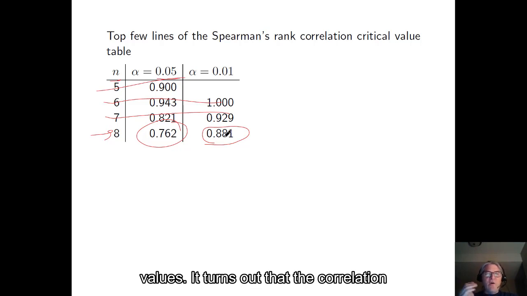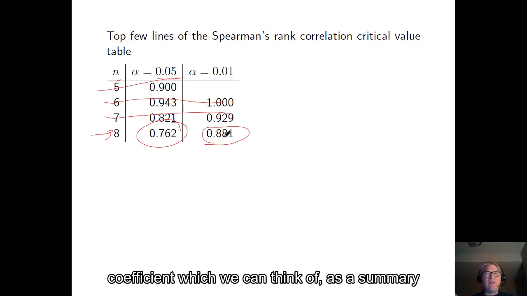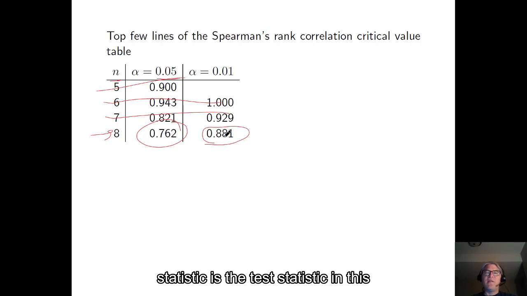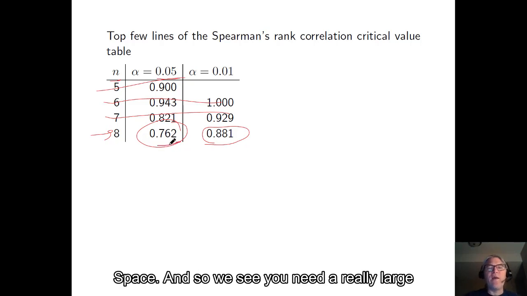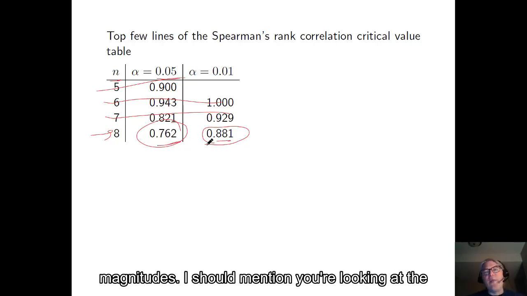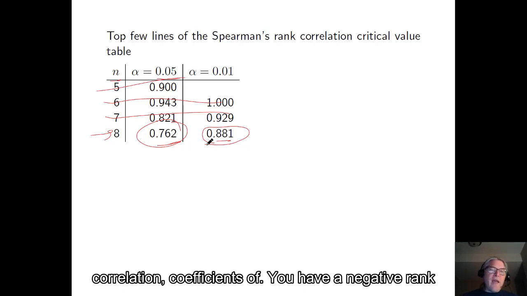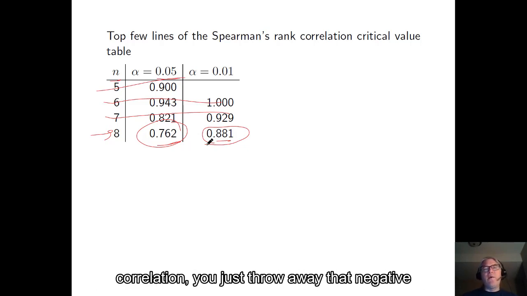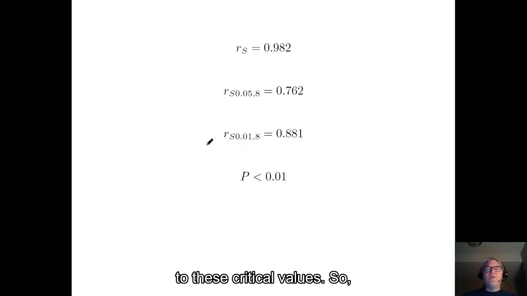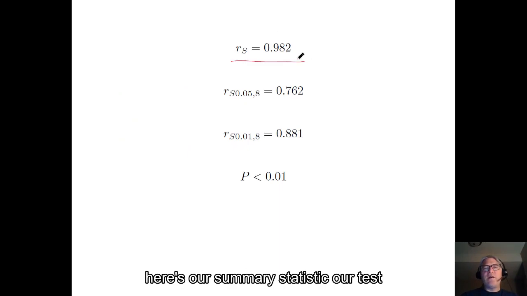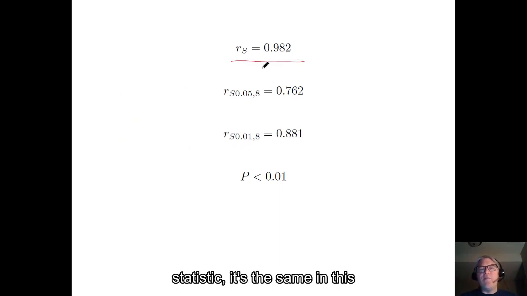It turns out that the correlation coefficient, which we can think of as a summary statistic, is the test statistic in this case. And so you see you need really large magnitudes. I should mention you're looking at the absolute value of the correlation coefficient. So if you have a negative rank correlation, you just throw away that negative sign and see how it compares to these critical values. So here's our summary statistic, our test statistic. It's the same in this case.